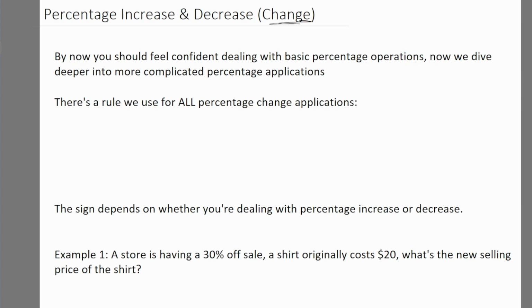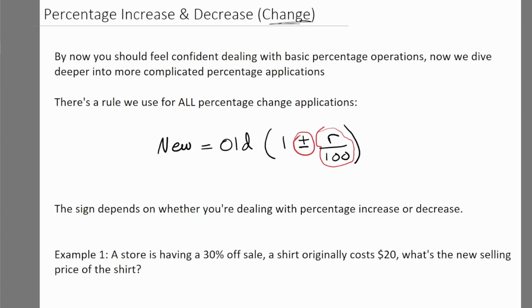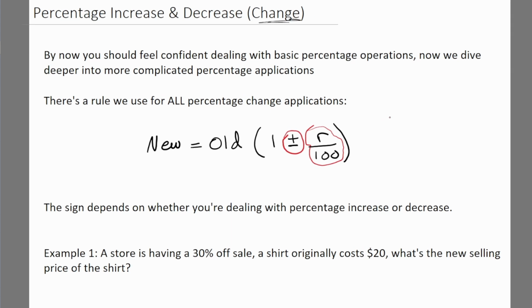I will write the rule down. It's new equal old into 1 plus or minus r over 100. Okay? Now, the r over 100, this entire thing is the percentage. Now, about the plus and the minus, it depends on whether you're dealing with increase or decrease. So you're going to use the plus when you have percentage increase, and you will use the minus when you have percentage decrease.